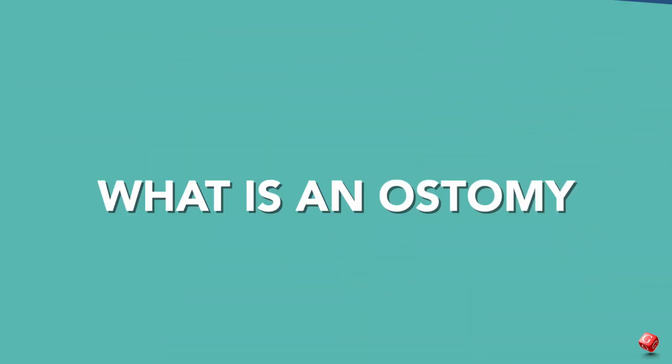Well, I hope that gave you a little idea about your digestive and urinary system. Now let's see what the types of stomas are. A stoma is a surgically created opening to divert feces and urine from the body. There are three common types of ostomies: ileostomy, colostomy, and urostomy.